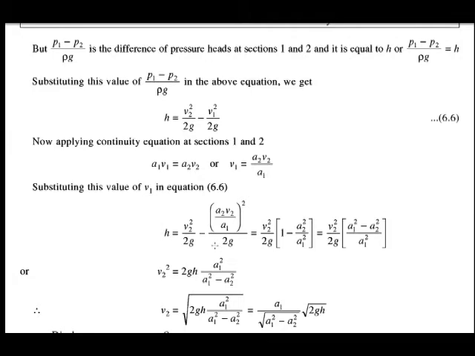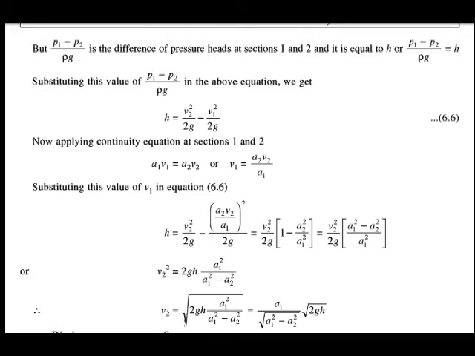Look at this: V2 square upon 2g is common in both, so it is taken as common. So V2 square upon 2g, in brackets, the remaining terms are 1 minus A2 square upon A1 square. This is equal to V2 square upon 2g, in brackets, A1 square minus A2 square upon A1 square. So the value of H becomes V2 square by 2g, in brackets, A1 square minus A2 square upon A1 square.